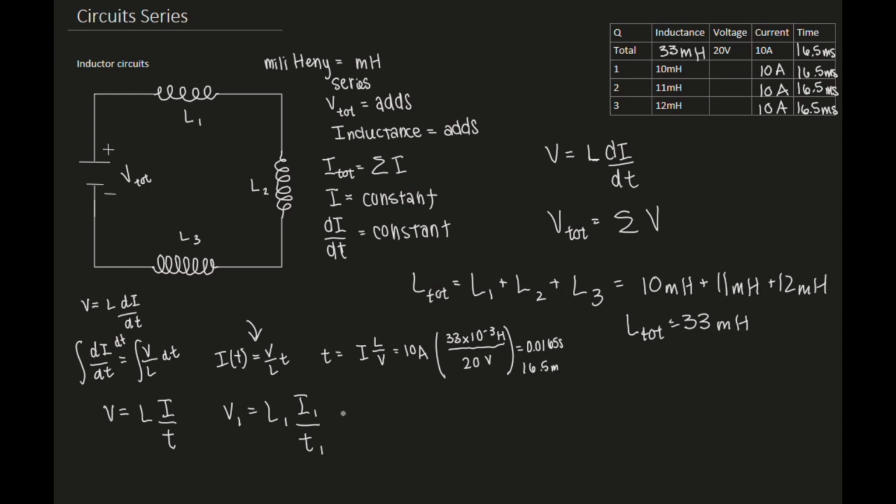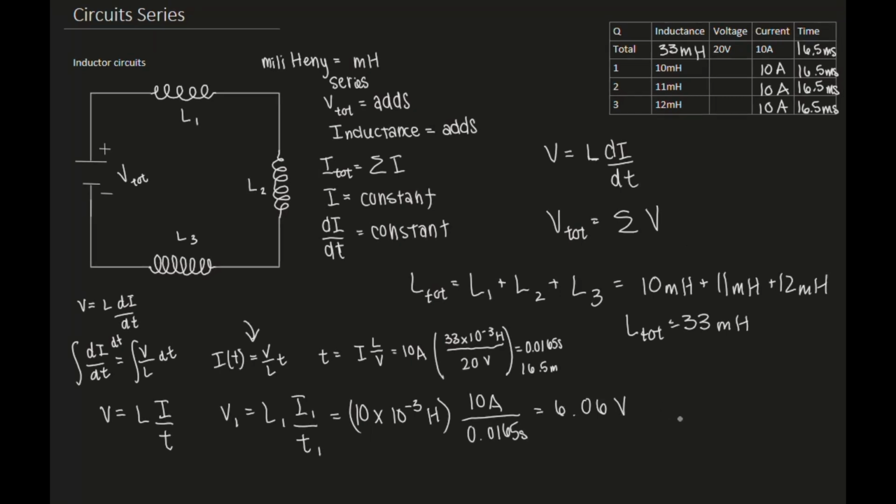So this is then going to be 10 times 10 to the negative 3 henries, multiplied by my current, which is 10 amps, divided by my time, which I'm going to rewrite as 0.0165 seconds, or you could do 16.5 times 10 to the negative 3. It'd come to the same thing. Roughly about 6.06 volts.